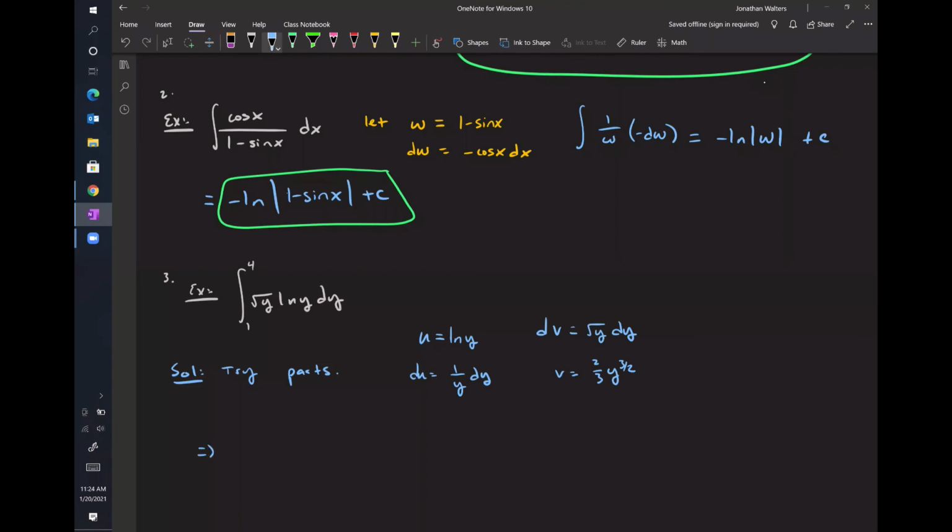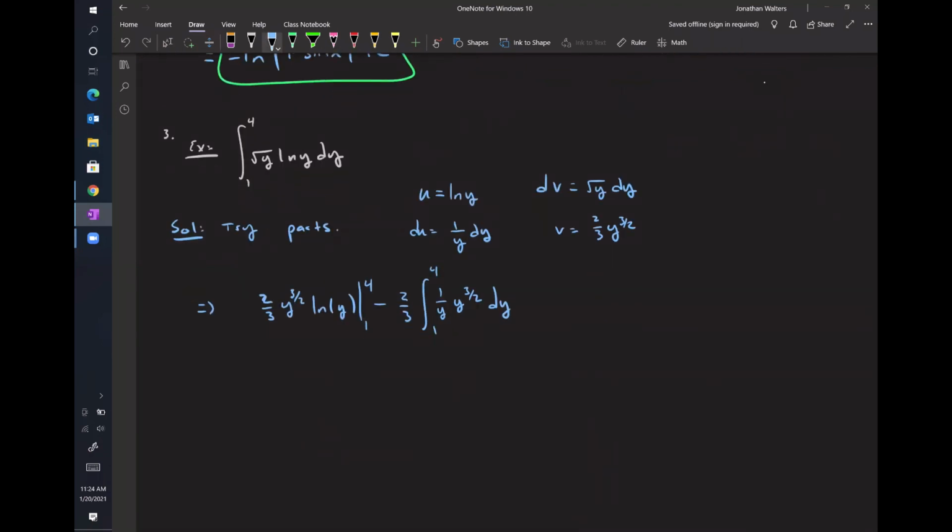So this integral is going to become 2/3 y to the 3/2 natural log y minus 2/3 integral 1 over y times y to the 3/2. And this is from 1 to 4. So I'm going to plug in my bounds to the first part, and I'm going to simplify the second part that's still in the integral. So the first part, plug in the bounds, you get 2/3, and then 4 to the 3/2 natural log 4 minus natural log 1, minus 2/3 integral from 1 to 4. Y to the 3/2 minus 1 basically is y to the 1/2. So it's just square root of y dy.